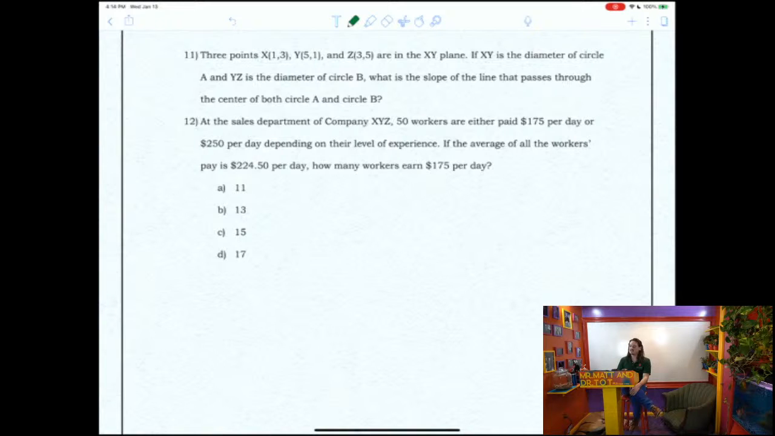Question 12 asks, at the sales department of company XYZ, 50 workers are either paid $175 per day or $250 per day, depending on their level of experience. If the average of all the workers' pay is $224.50 per day, how many workers earn $175 per day? I'll give you 6 minutes, and after 2, I'll start to solve.